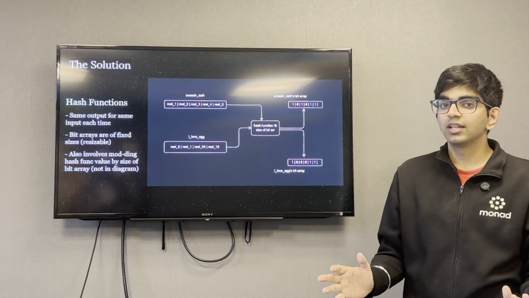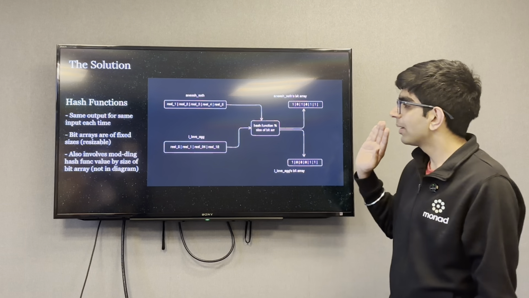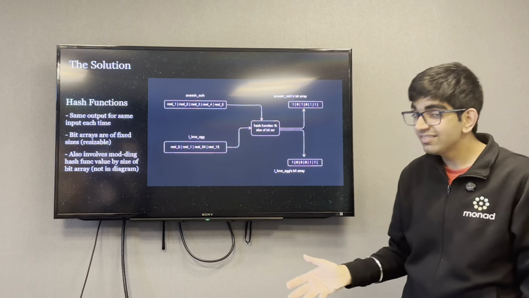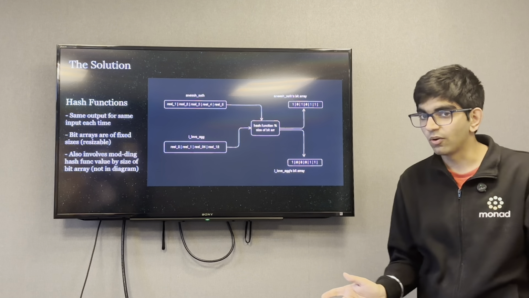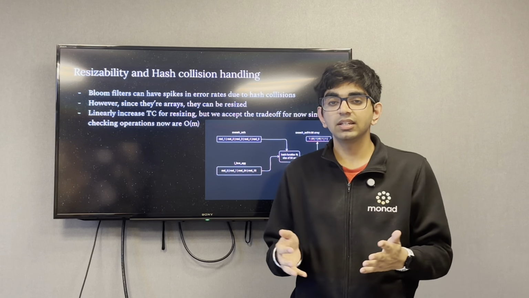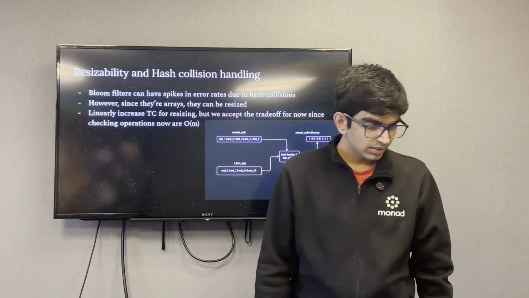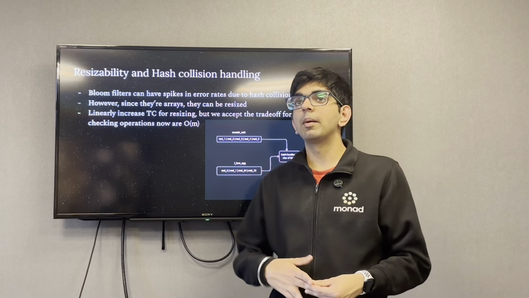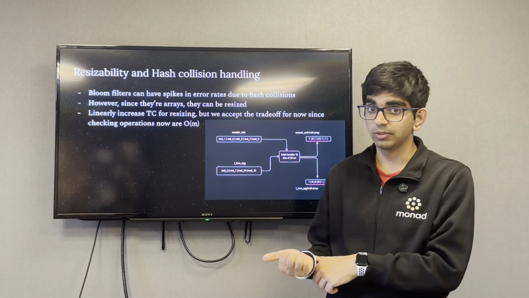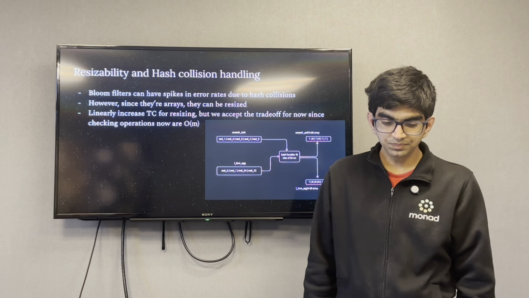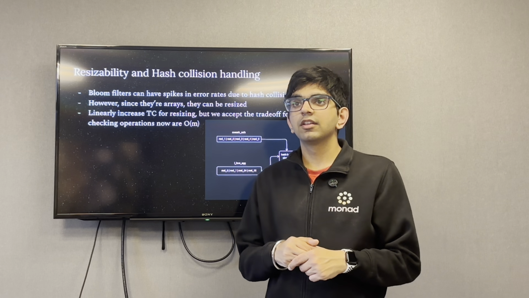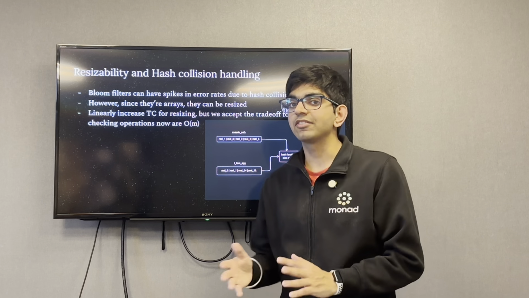Now, this is on a high level, right? But how do we know this actually works? Does this even work? And what potential pitfalls are there that need to be talked about here? Resizability and hash collision handling. Hash collisions are a byproduct of using hash functions in a use case like we talked about here. And hash collisions are actually what give Bloom filters the definition they have.